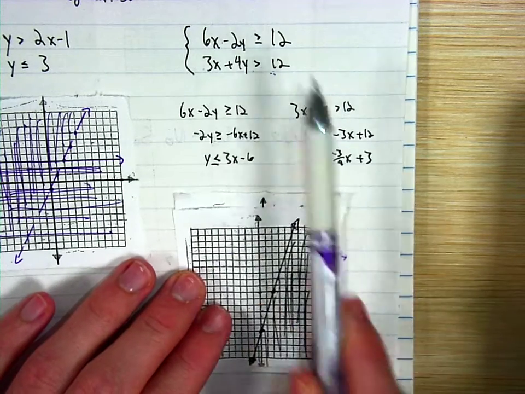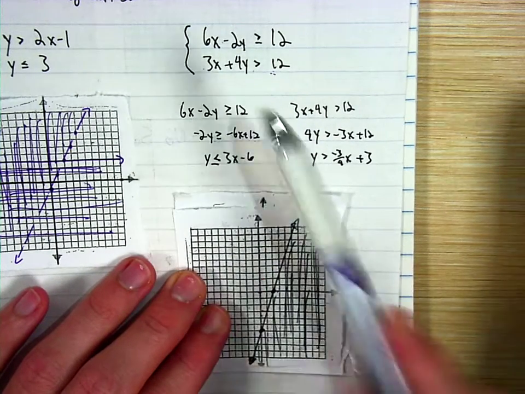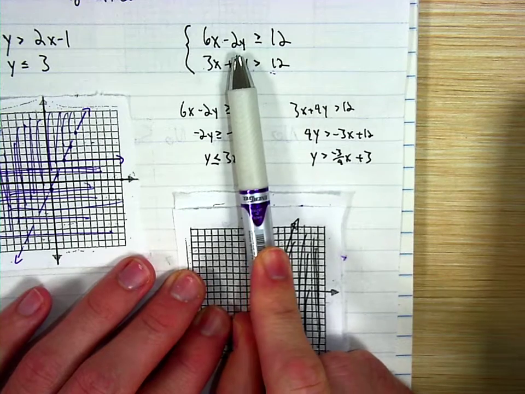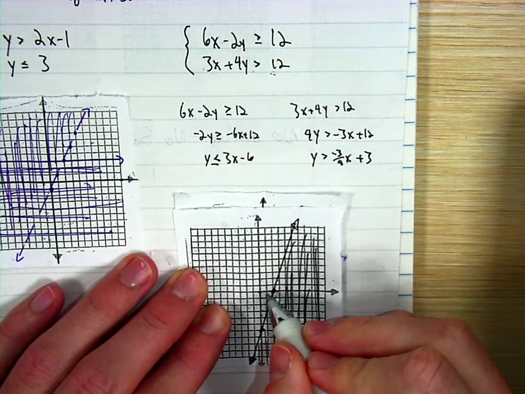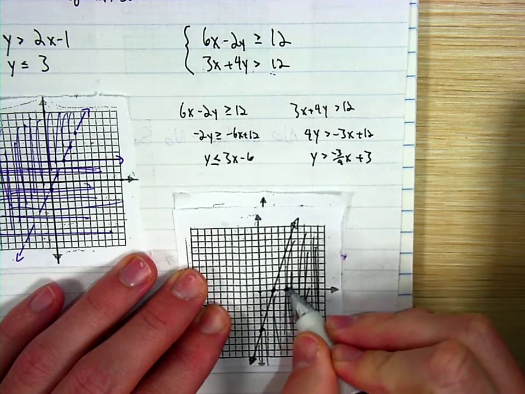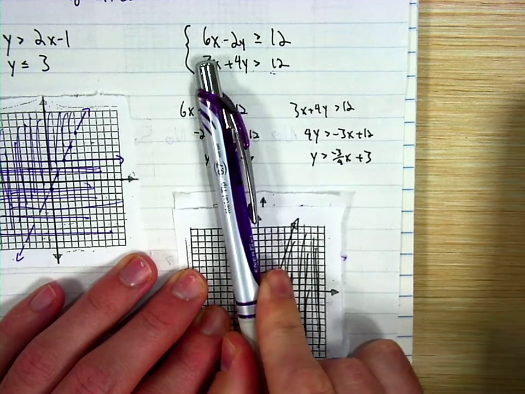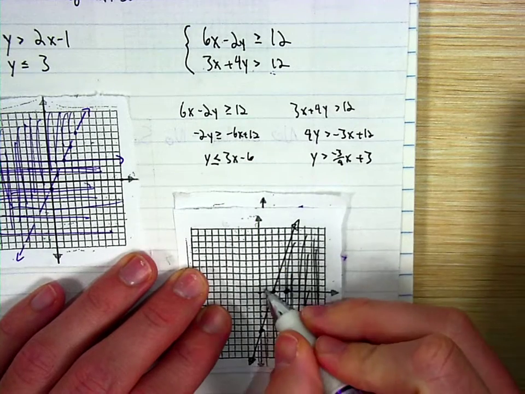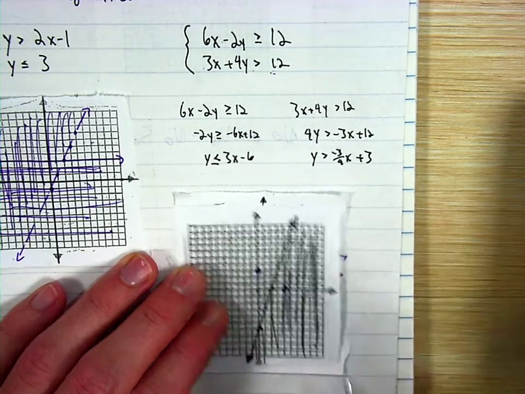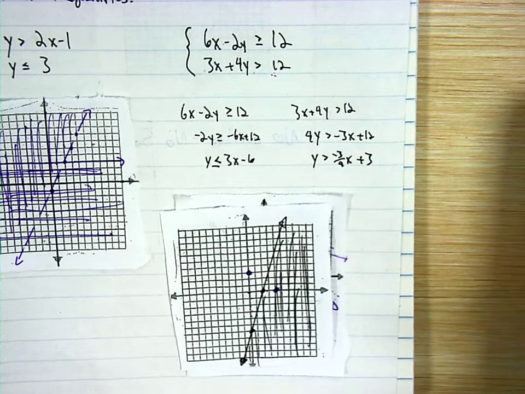Our second line, okay, let's go through that same process. Cover up the y, solve for x. 12 divided by 3, x is going to be at 4. 1, 2, 3, 4. Okay, cover up the x, solve for y. 12 divided by 4 should be 3. 1, 2, 3. So those are purple dots again.